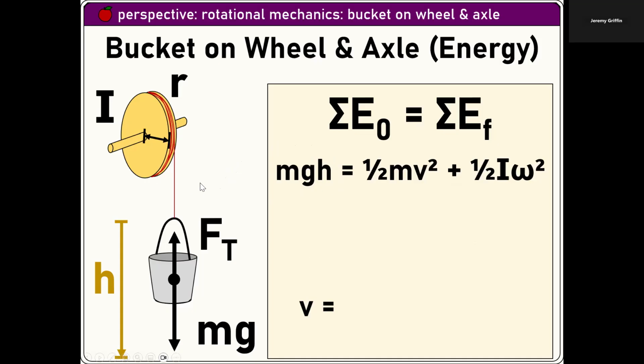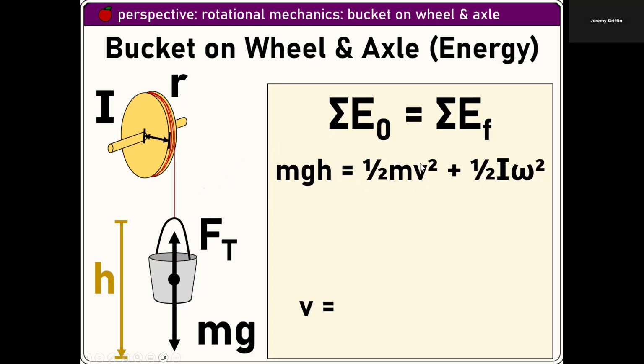Now, as it falls, it's losing that gravitational potential energy. That's turning into 2 other kinds of energy. It's given the bucket some speed, some kinetic energy, 1/2 mv squared. And also, this disk is rotating, so that's 1/2 I omega squared routed into rotating that disk. That does have a significant rotational inertia. You guys go with that.